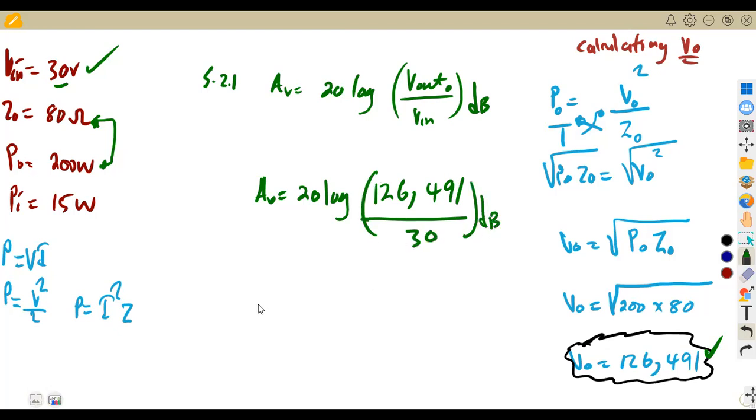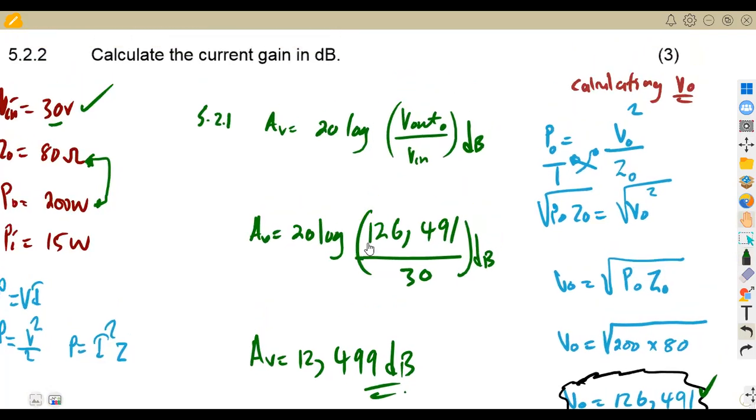We're going to have our voltage gain in decibels in this case. If we simplify this properly, we obtain 12.4987, something like that. So it's going to be 49.9 in decibels. That's how we could have calculated our voltage gain.